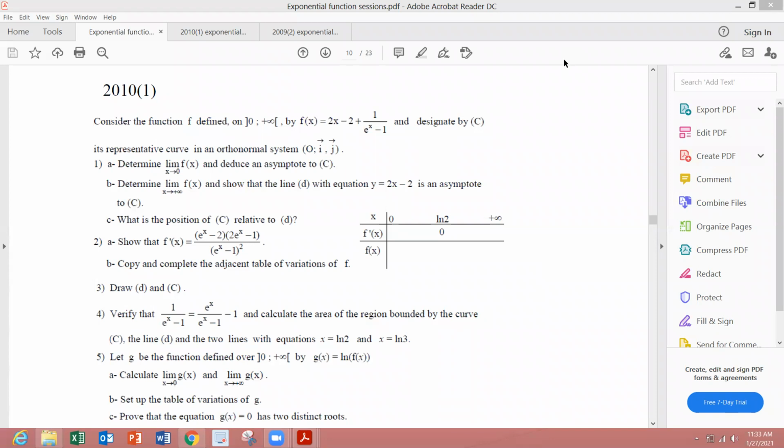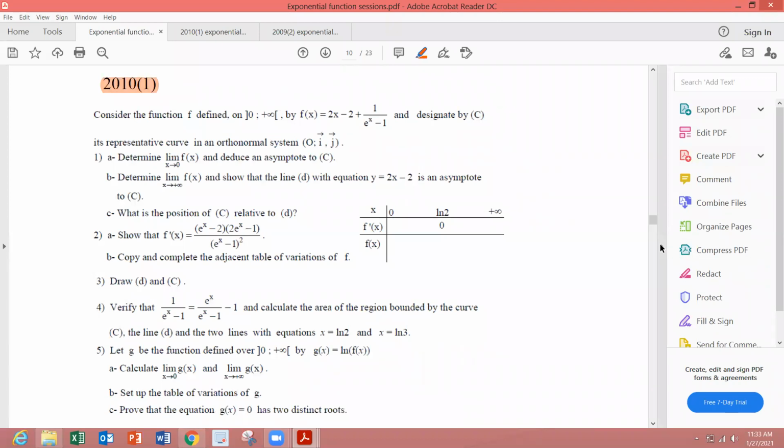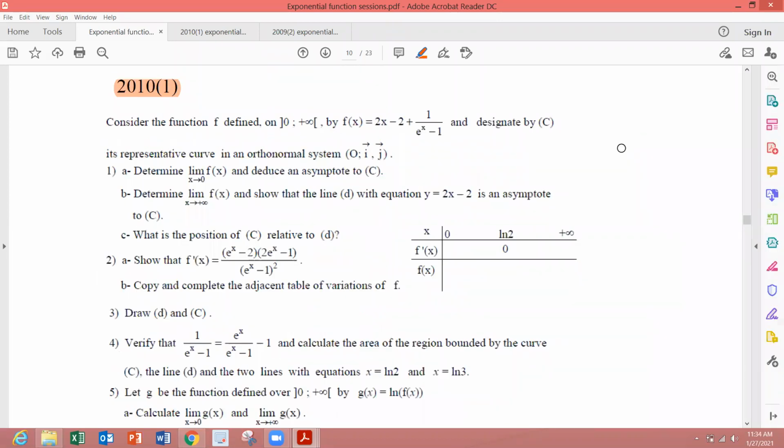Let's start. Which exercise did we solve last time? 11. Which one? 11-1 or 11-3? Yes, 11-1. Okay. Now we are going to solve 2010, the first chance. For the last 2 days, we will work on the exponential function. Yeah, we solved a lot. Tuesday you have a test in this chapter.